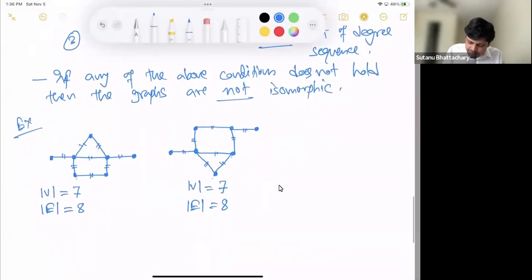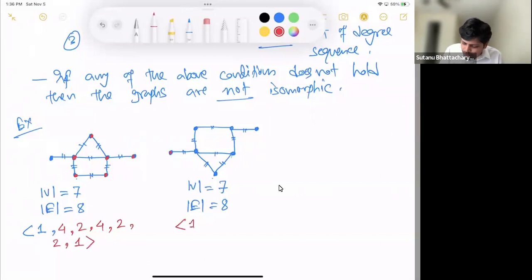So what is the degree sequence here? This node has degree 1. This node has degree, okay, let me use a different color. So this node has degree 1, 2, 3, 4. Now this node has degree 2. This node has degree 1, 2, 3, 4. This node has degree 2. This node also has degree 2. This node has degree 1. So this is the degree sequence. Degree sequence is nothing but the degree of all vertices. And let's take the degree sequence here.